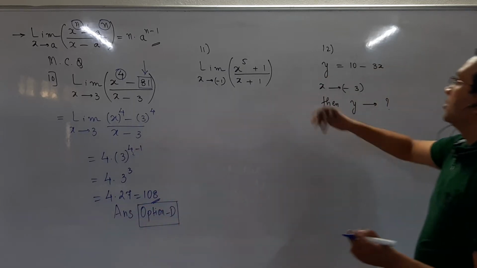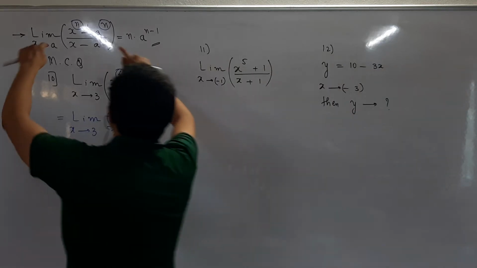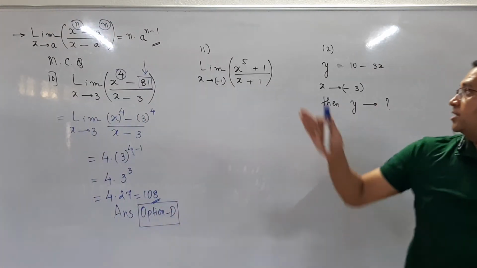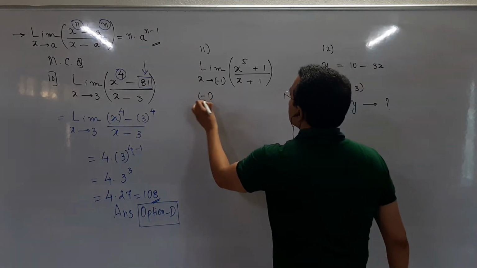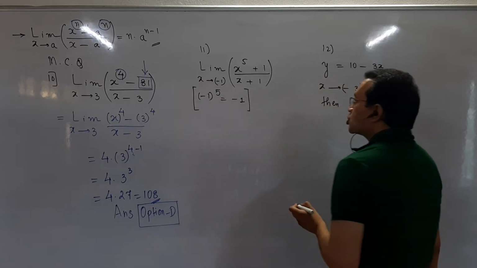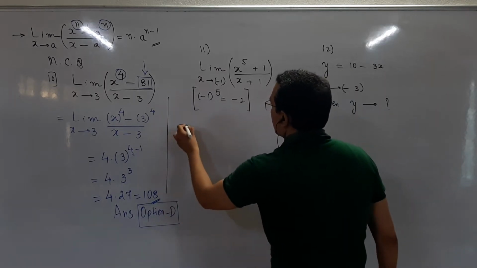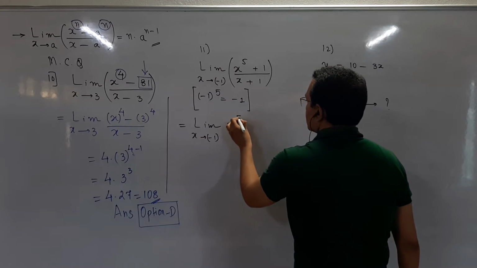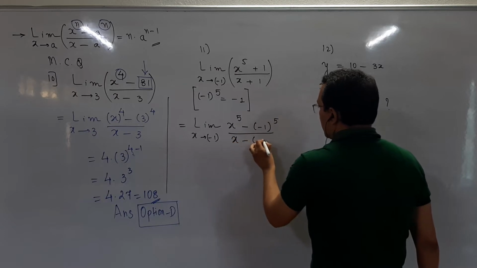Now we do sum number 11. Focus, students. I told you there must be a negative sign between x raised to n and a raised to n. But here it is a positive sign. Now all of you know minus 1 raised to 5 will be minus 1. Minus 1 raised to odd power will be minus 1. Now this is simple mathematics, but very important mathematics. Limit x tends to -1, x raised to 5 minus (-1) raised to 5 upon x minus (-1).